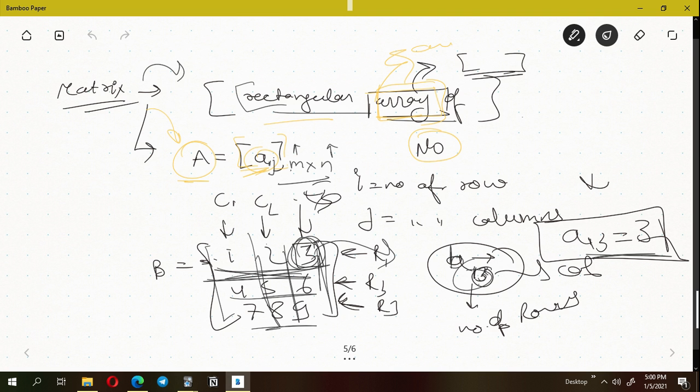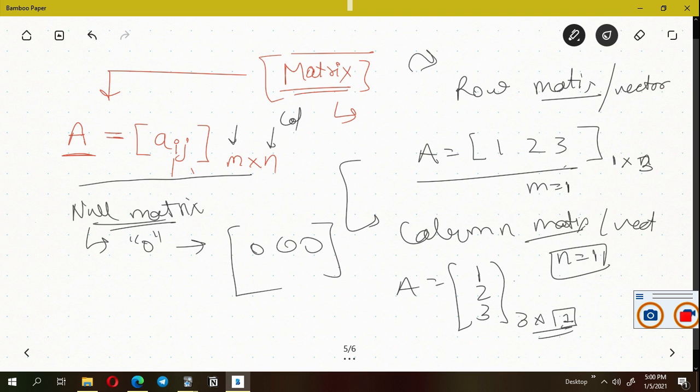Again, I'm going to further explain the types of matrix. The first type is called row matrix or row vector, when the number of rows, m, is 1. So it has just got one row, so it is called a row matrix.